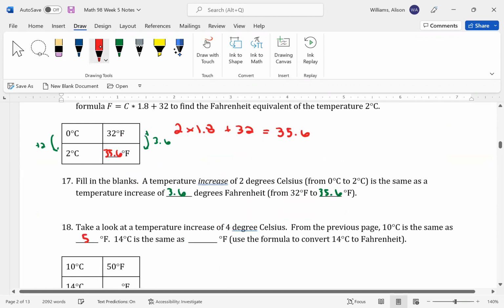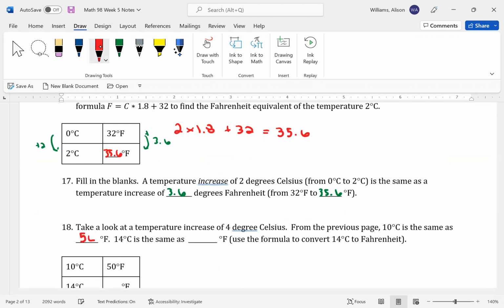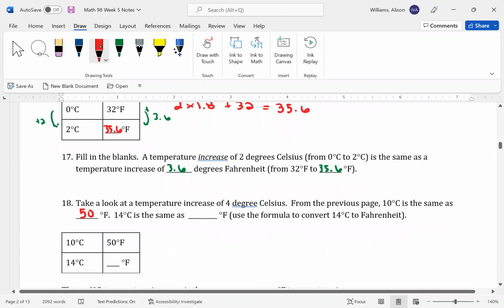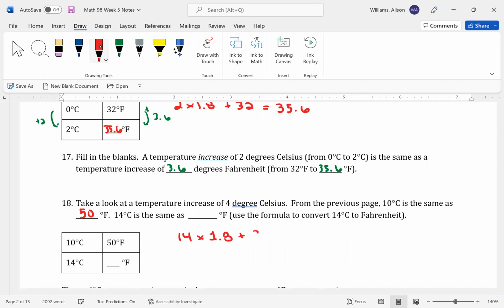Oh, 50, not 15, 50. 14 degrees Celsius is the same as, okay, let's figure that out. Using the formula, I'm going to take the Celsius times 1.8 and add 32. So 14 times 1.8 is 25.2 plus 32. I'm getting 57.2. So this is 57.2 degrees Fahrenheit.